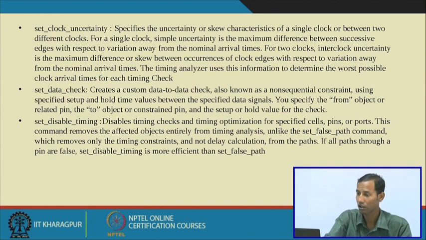For a single clock, simple uncertainty is the maximum difference between successive edges with respect to variation away from the nominal arrival times. For two clocks, interclock uncertainty is the maximum difference or skew between occurrence of clock edges with respect to variation away from the nominal arrival time.